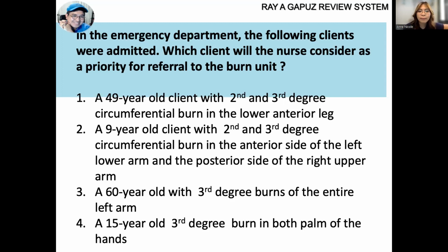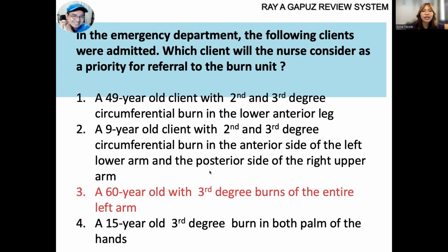Let's look at number 4. Third degree burns in both palms of the hands. How much is both palms of the hands? It's 3. Okay, so who will you prioritize more, 3 or 4? It would be number 3 because they fit in the criteria of third degree burns of more than 5% for any age group.